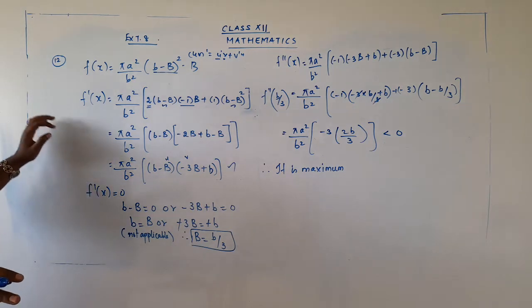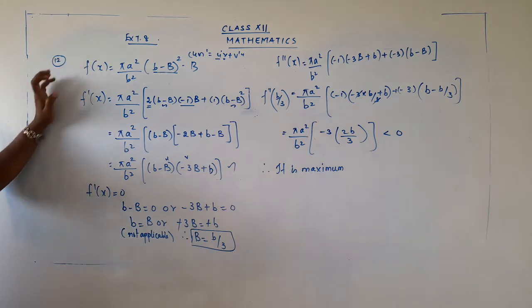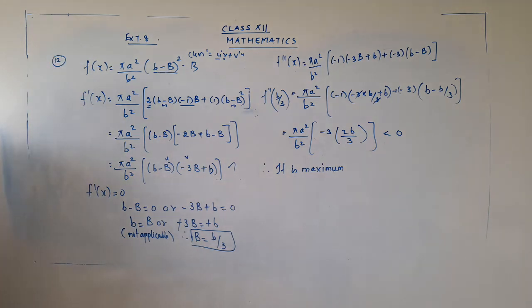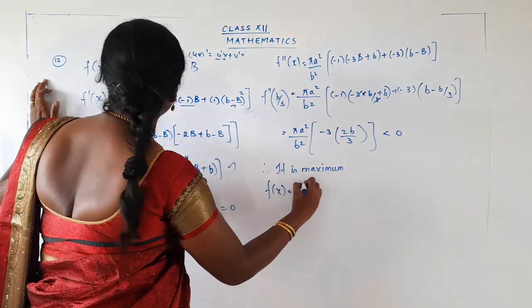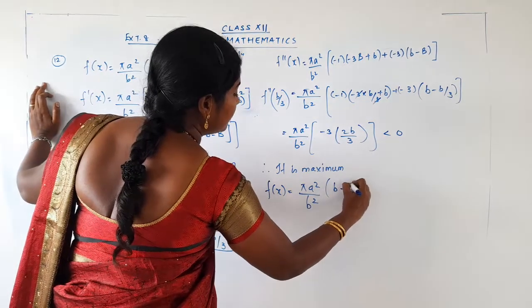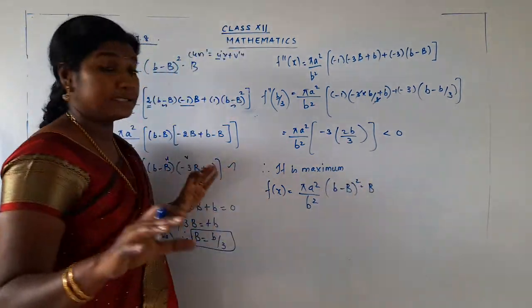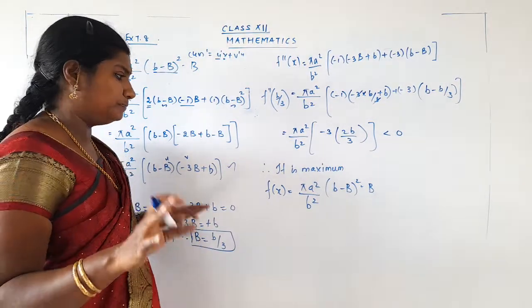So what I am going to do is, I am just going to take the function as it is. So what is the function given to us? It is f of x is equal to pi a square upon b square, b minus b the whole square into b. Okay, this is the function. I am going to use the function to get the proof part. This is the function that we have found, pi r square h.